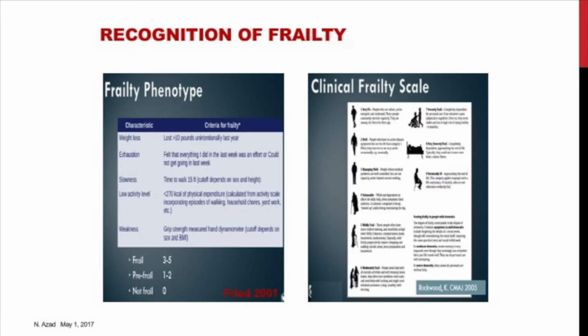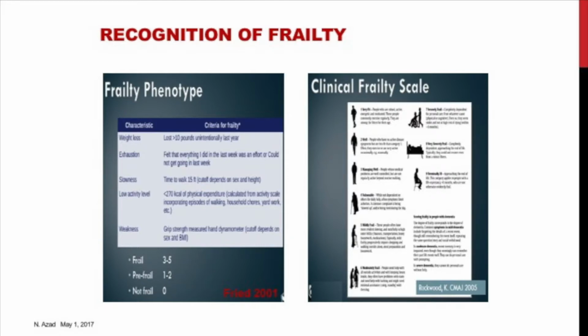Clinically quite appropriate. You can, just by talking and looking at people, looking at how they walk, their sense of exhaustion, energy level, they're slow, have been losing weight, have a low activity level, they're weak. Based on that, you can say which one is not frail, meaning none of those characteristics, or which one is frail. The one that I particularly like and find more practical is actually a functional scale.